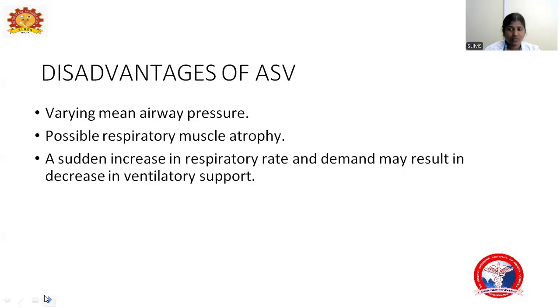What are the disadvantages of ASV? The mean airway pressure is always varying from breath to breath. If the patient is taking a breath or if the patient is not taking a breath, the airway pressure is going to change for every breath. And there is possible respiratory muscle atrophy. And a sudden increase in respiratory rate and demand may result in a decrease in the ventilator support.